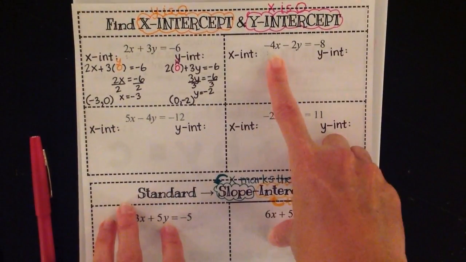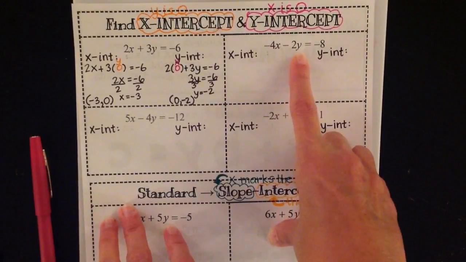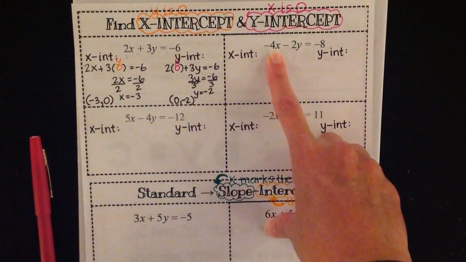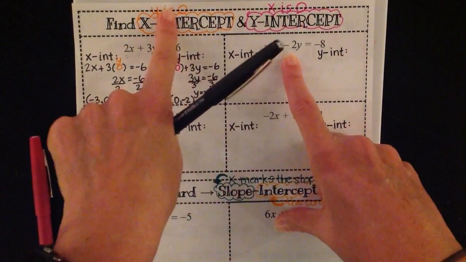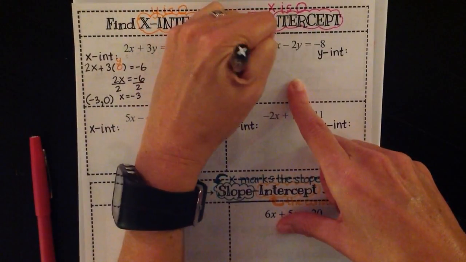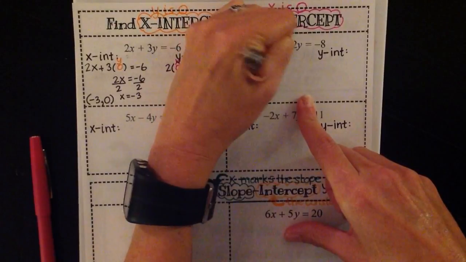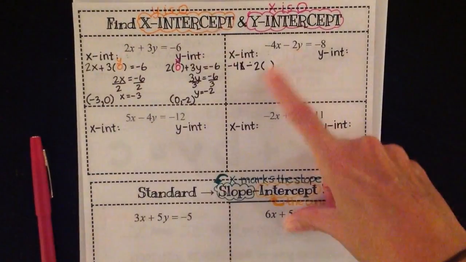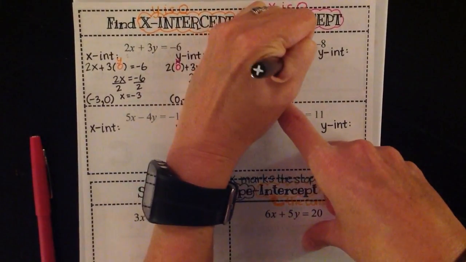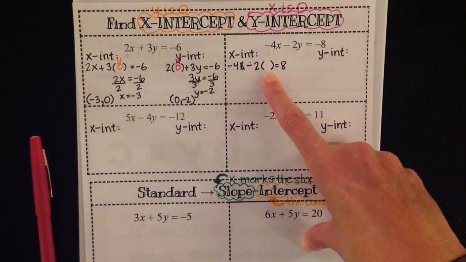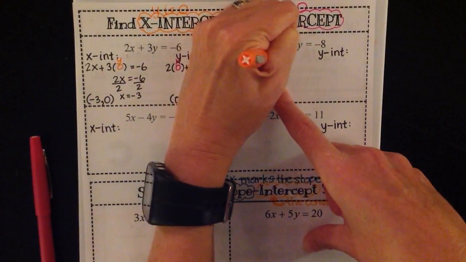All right, let's look at the next one. We have -4 times the value of x minus 2 times the value of y is equal to -8. So again, for the x-intercept, we have to replace y with 0. So we're going to do -4 times x minus 2. When I get to y, I want to put empty parentheses. And then inside the parentheses, I'm going to put 0 for y.